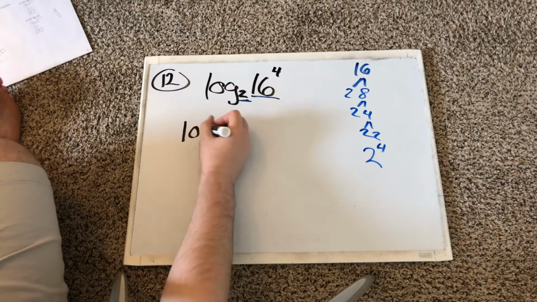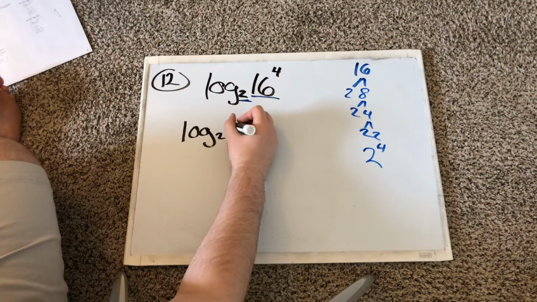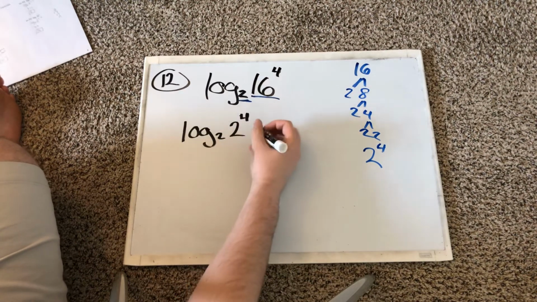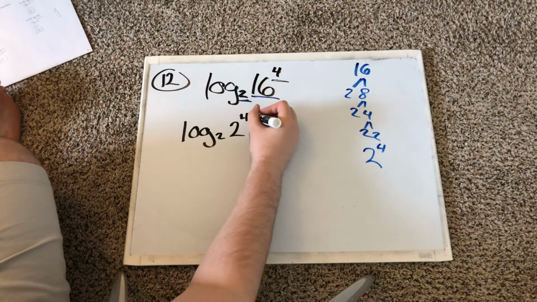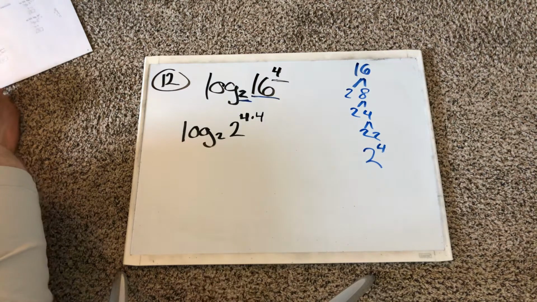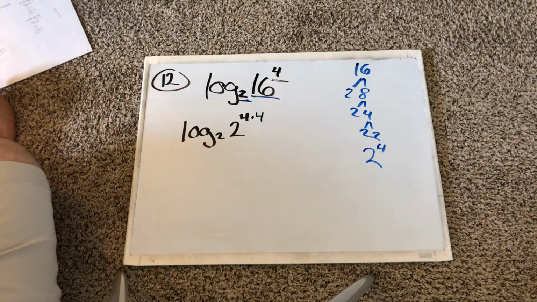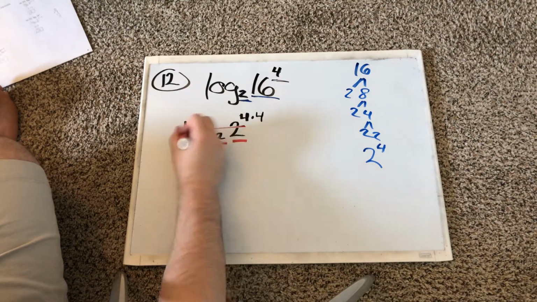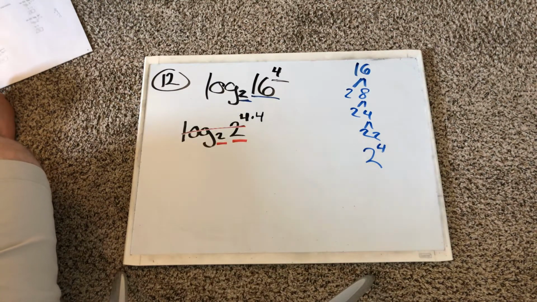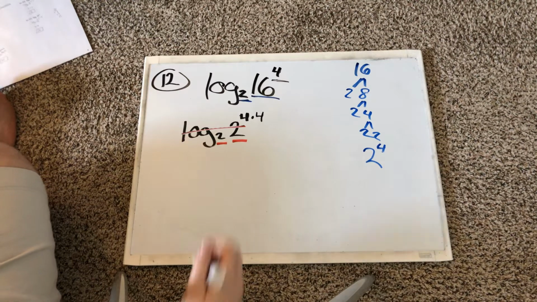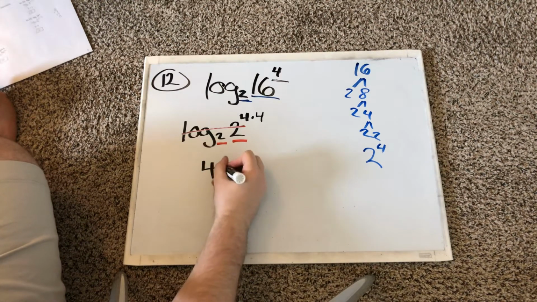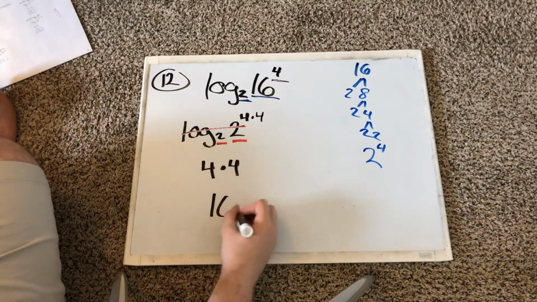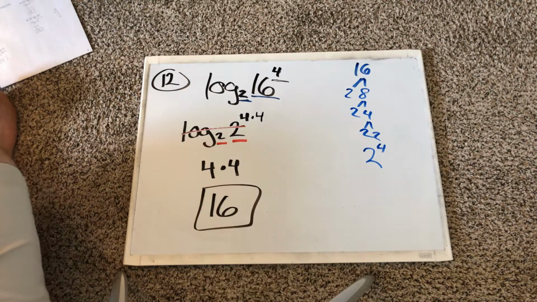So I can rewrite that as log base 2 of 2 raised to the 4th power, but I still have this 4 up here, so times 4. Can't forget about that. So now, you look and see, I got 2 and 2, those are the same, so those can just cancel out, including the log. So you're left with 4 times 4, which is just 16.